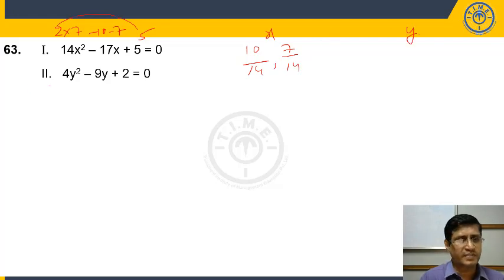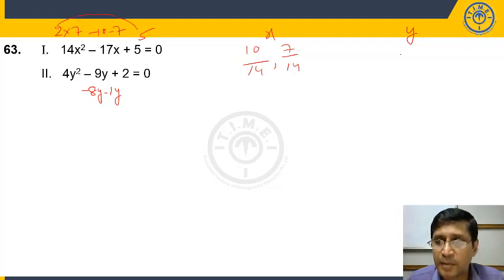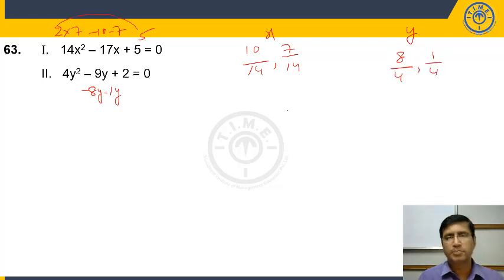What about the roots of the second quadratic equation? The roots of the second quadratic equation are minus 8y and minus 1y. This means the factors are minus 8 and 1, so the roots are plus 8 and plus 1 by the coefficient of y square. Now simplify this.